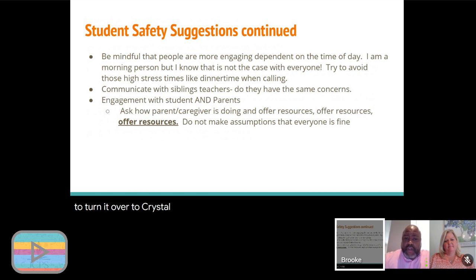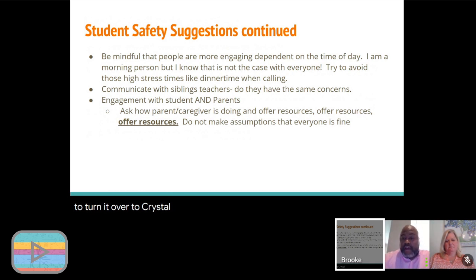Ask the parent or caregiver how they are doing, offer resources, more resources, and even more resources. Do not make any assumptions that everyone is fine, because the most important thing is that at this time we want to provide support to the students as well as the parents.